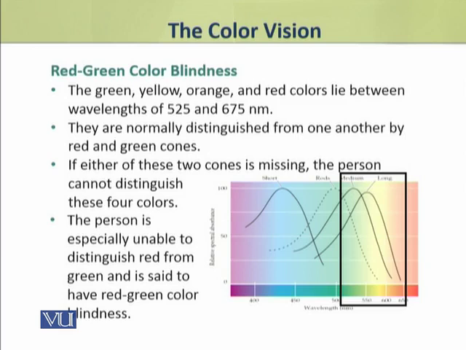If any one of these two types of cones is missing, the person cannot distinguish these four colors. The person is especially unable to distinguish red from green. That is why this type of color blindness is called red-green color blindness.